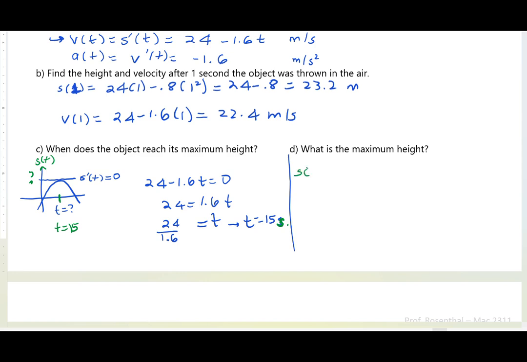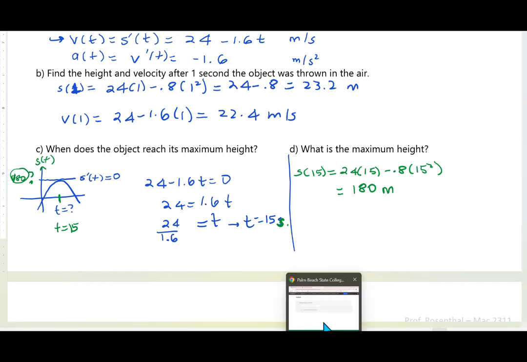So we're going to find s of 15, going back to the original equation, which was 24t minus 0.8 t squared. And everywhere I see t, I substitute in 15. So I have now 24 times 15 minus 0.8 times 15 squared. And again, we can simplify it on the calculator, and we shall get 180, and the units are meters. So what we're saying is this maximum height that it will reach will be 180 meters, at the point of 15 seconds after it was thrown in the air.